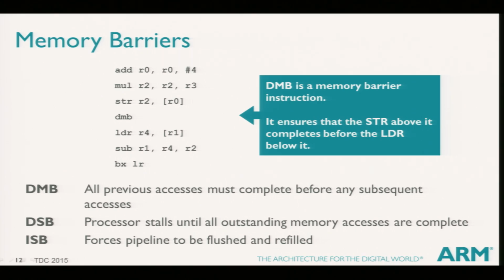PowerPC, I think, has fence instructions. So these barrier instructions allow you to enforce ordering. And we have three types, DMB, DSB, and ISB. And they kind of vary in strictness, and they vary on which interface they affect. The first one, the most common one, DMB, stands for data memory barrier.